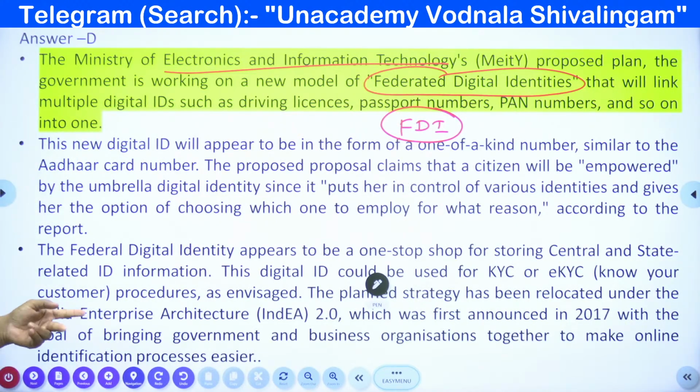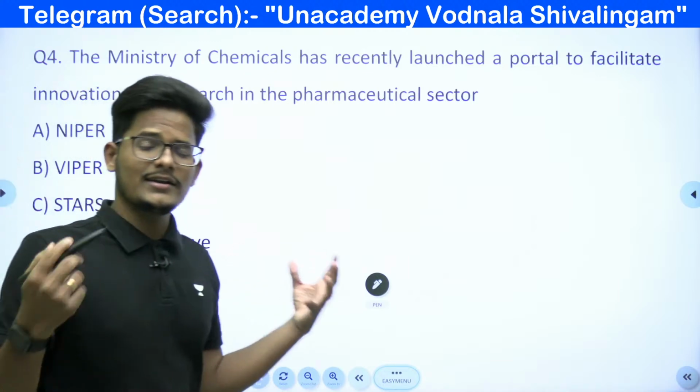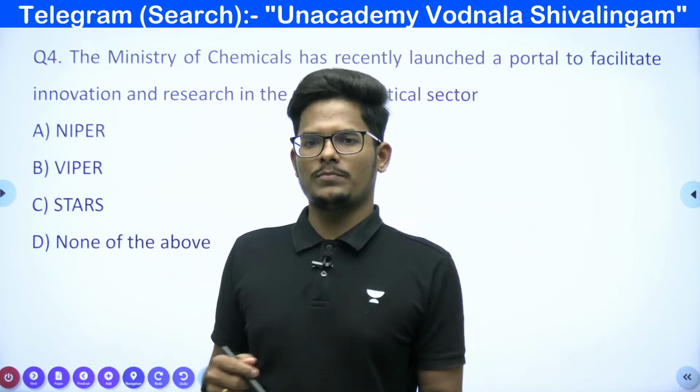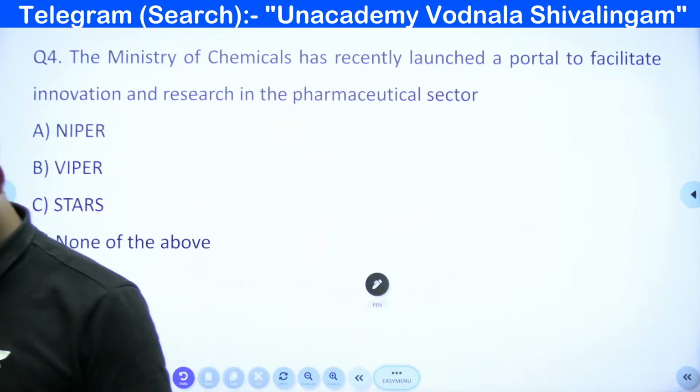That much is important. Actually, all these cards are being created to link each other only. PAN to Aadhaar, Aadhaar to PAN, voter ID to Aadhaar, Aadhaar to voter ID, to link everything only.